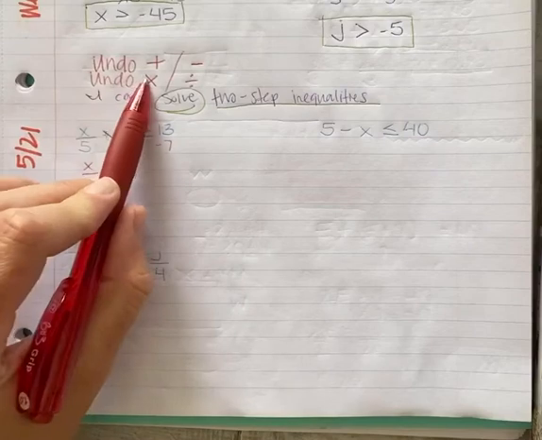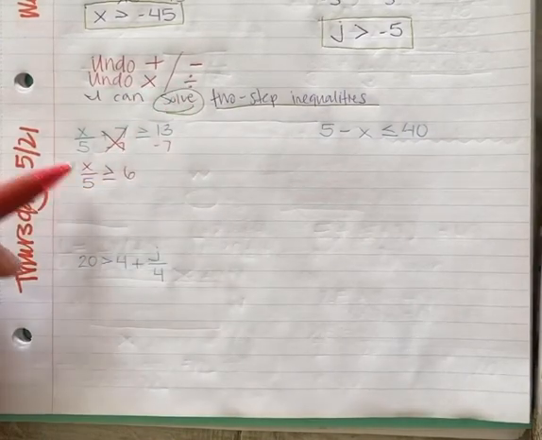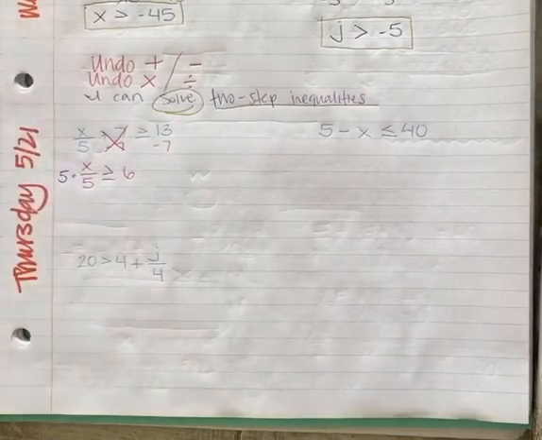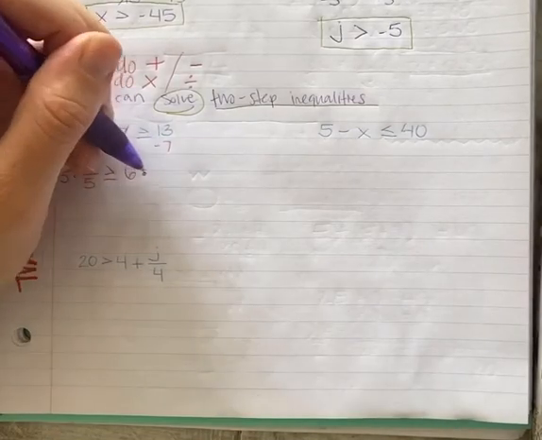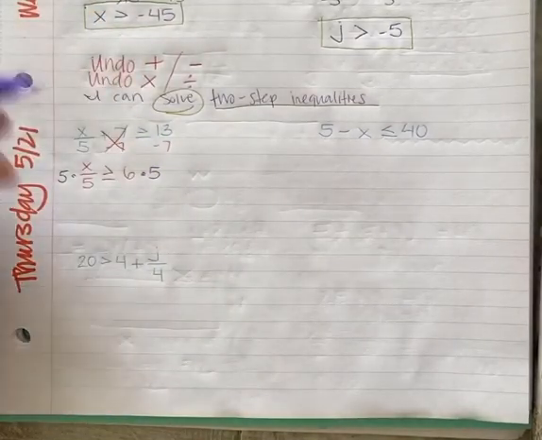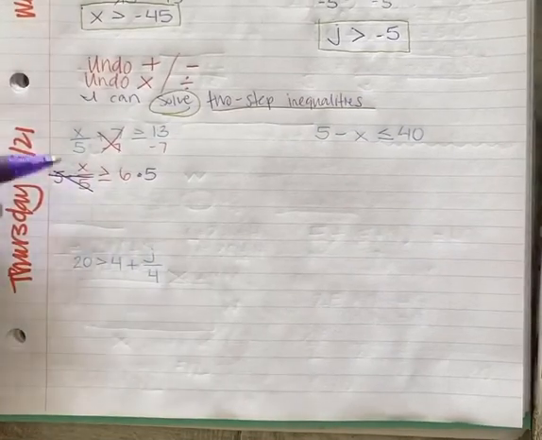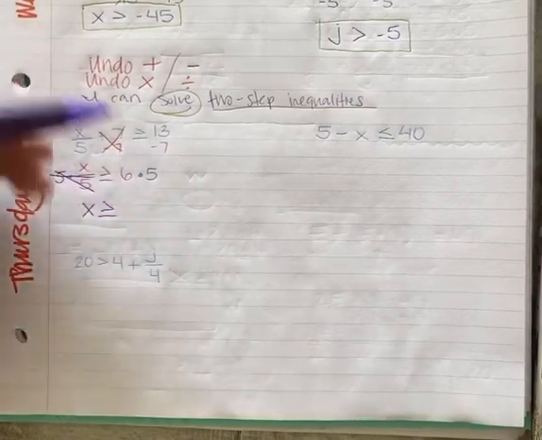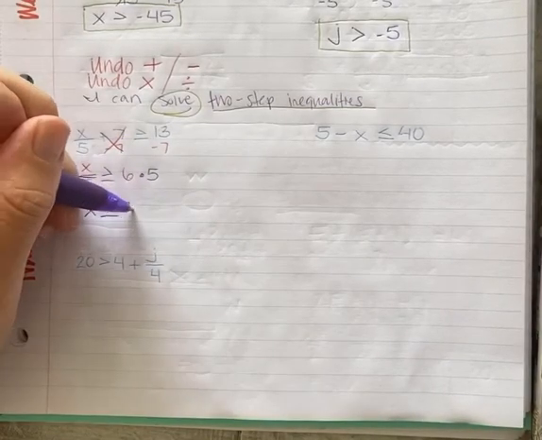So now we have x divided by 5 is greater than or equal to 6. Now I need to undo the multiplication and division. Here I'm dividing by 5. The opposite would be to multiply by 5, so I'm going to multiply by 5 on both sides. These cancel out. Dividing by 5, then multiplying by 5, that cancels out. So I'm left with x is greater than or equal to 6 times 5 is 30.